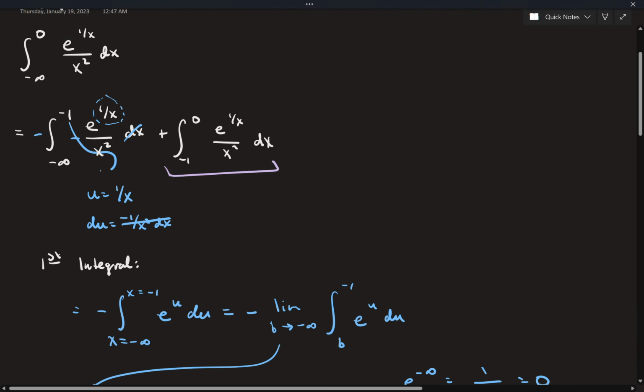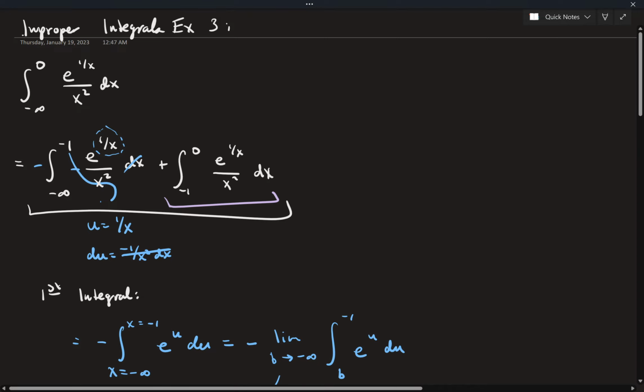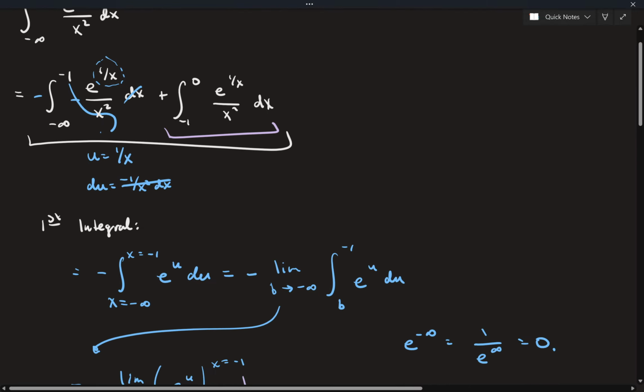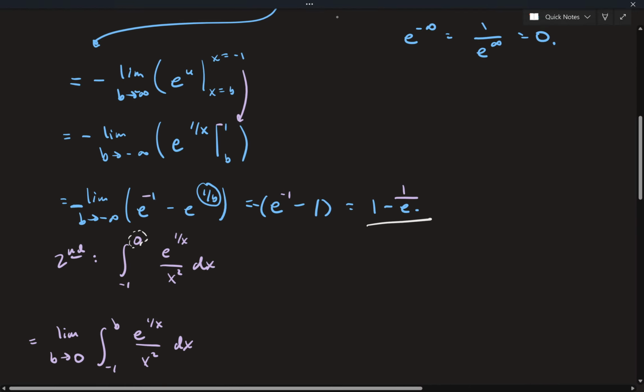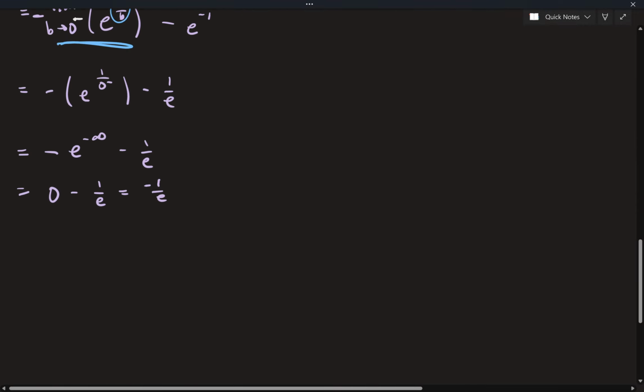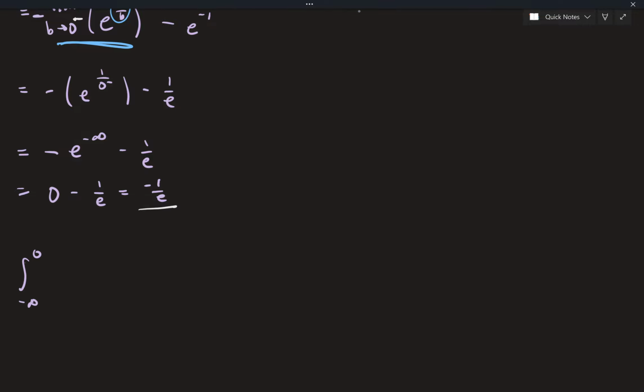So, what was my original integral? It was the sum of all of these. So I got to add these. 1 minus 1 over e plus minus 1 over e. So the integral of e to the 1 over x squared equals minus 1 over e plus 1 minus 1 over e. So it's 1 minus 2 over e.